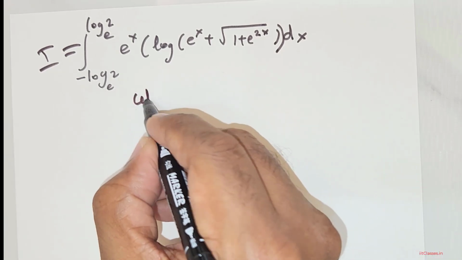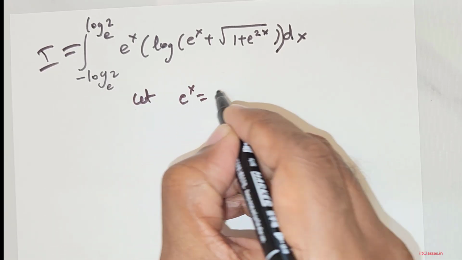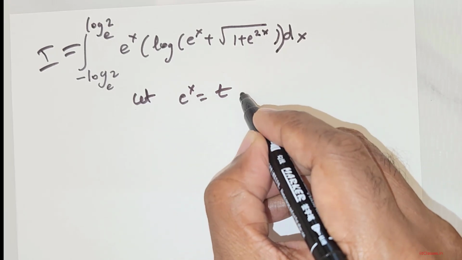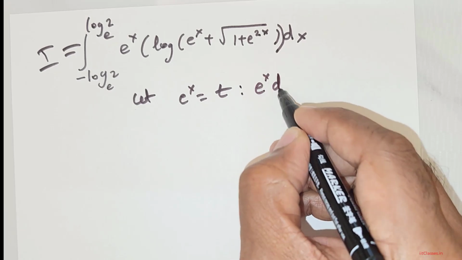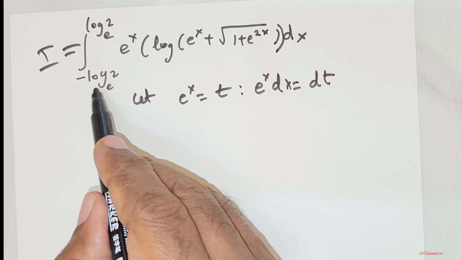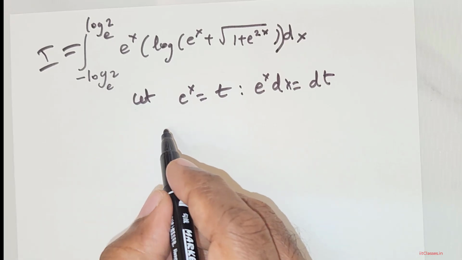First, what I wish to do is take e raised to the power of x to be equal to some t. I differentiate this, I get e raised to the power of x dx is equal to dt. Now this is log to the base e.